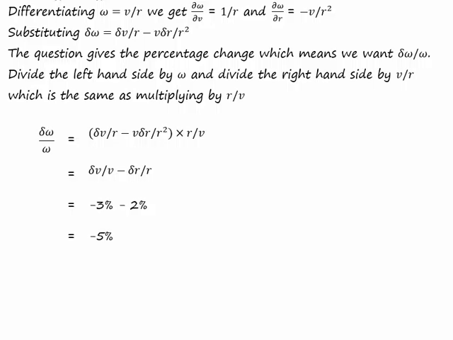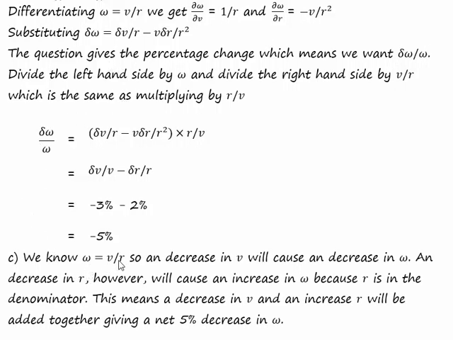Part C. For your answer in Part B, state with reasons why you think the answer is right. We know omega is equal to V over R, so a decrease in V will lead to a decrease in omega, and an increase in V will mean an increase in omega. But R is on the denominator, which means a decrease in R will lead to an increase in omega, and an increase in R will lead to a decrease in omega. So a decrease in V will lead to a decrease in omega, and an increase in R will also lead to a decrease in omega. Added together, we would expect the 5% decrease.